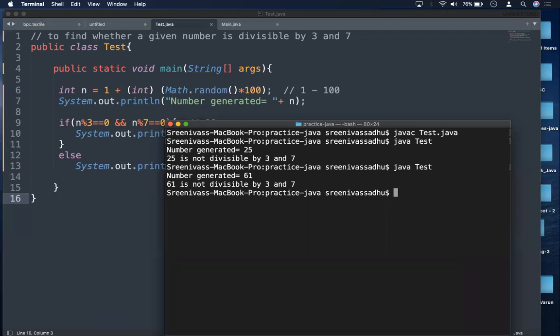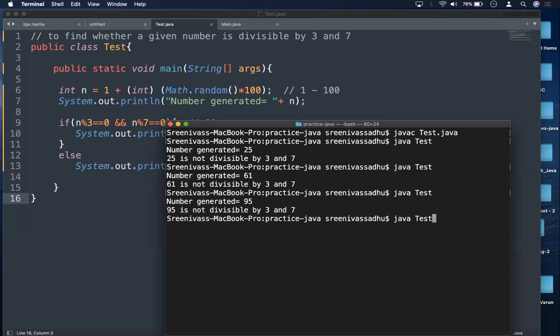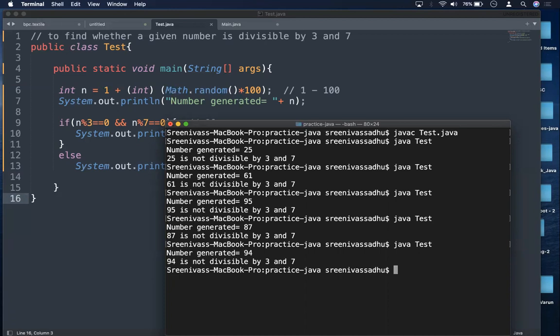Number is 61. It's not divisible by 3 and 7. So both are false again here. And 95, it's again a false thing. And 87 is again a false. 94 is again a false.